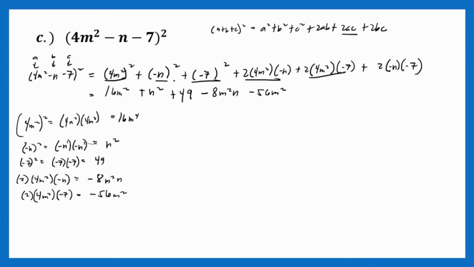Ito din, tapos na. Ito naman yung last. 2 times negative n times negative 7. So, paano ito? So, kunin ko muna lahat ng number para mas magets ninyo. 2. Anong number nito? Negative 1. Anong number niyan? Negative 7. So, times natin. 2 times negative 1 is negative 2. Bring down lang ito, baba. Negative 7. Negative 2 times negative 7, same sign na ang naka-times. That's positive 14. Okay, so this is 14.